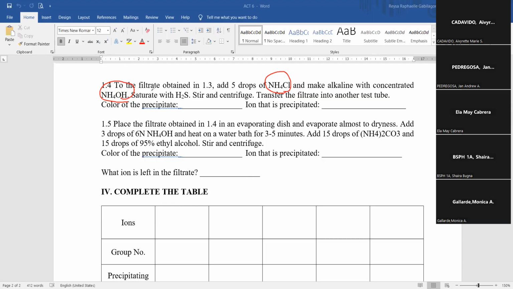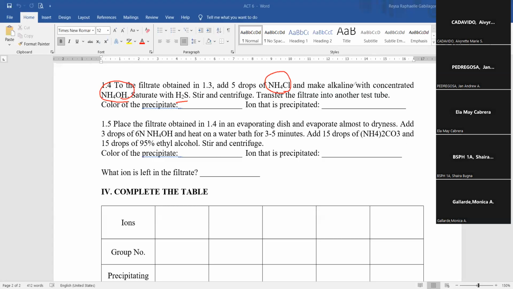We have the first one, ammonium chloride. Tapos, ginawa siyang alkaline or basic by adding ammonium hydroxide. And then, sinaturate again with hydrogen sulfide. So, since we don't have hydrogen sulfide in the laboratory, what we did during the saturation was we added 10% thioacetamide and then di ba gi-boil natin. If you can still remember our experiment. So after boiling, ayan, meron na yan siyang hydrogen sulfide.